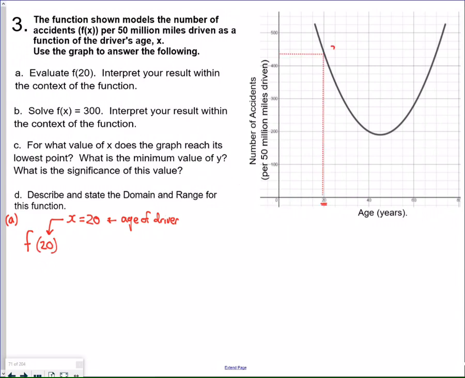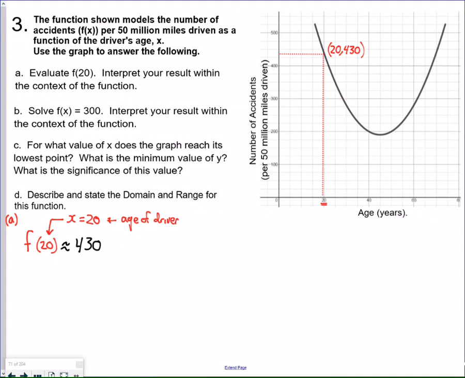I find the 20-year-old driver right there, I follow it up to the graph, and then I follow it over to the y-axis. It's not very easy to read, it's not very clear, but you can estimate based on the numbers you can that this is approximately 430. Anywhere around 430 is going to be fine. If you said 425, if you said 435, that's fine. That's why we use the squiggles, the approximate equal sign, to say that I'm just estimating off the graph.